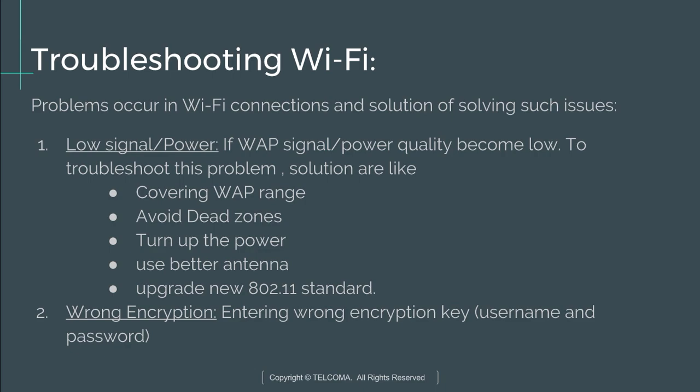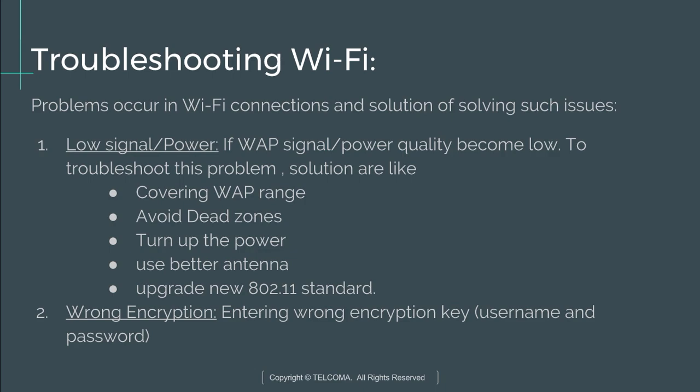The next is troubleshooting Wi-Fi: the problems which occur in the Wi-Fi connection and the solutions for such issues. The first problem is low signal or low power. If the WAP signal or power quality is low, to solve this problem we will come into the range of the wireless access point. Next we will avoid the dead spots, and then we will turn up the power of the wireless access point.